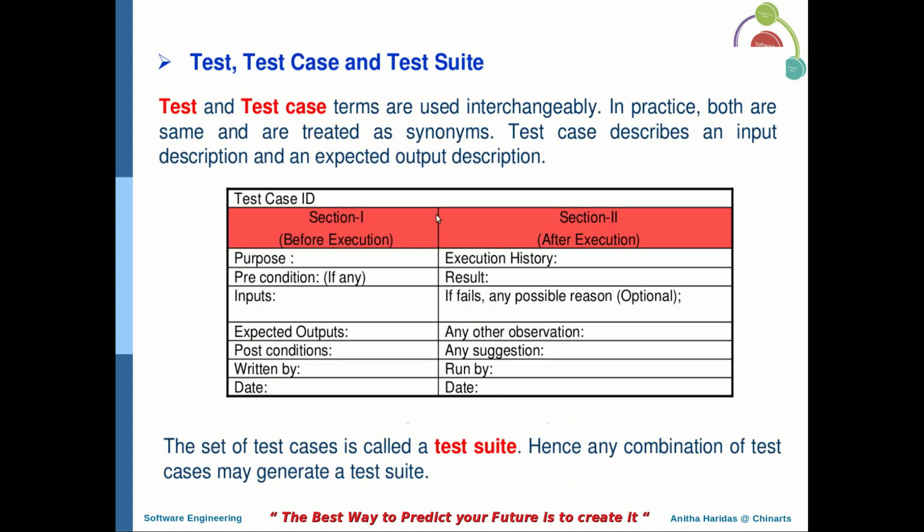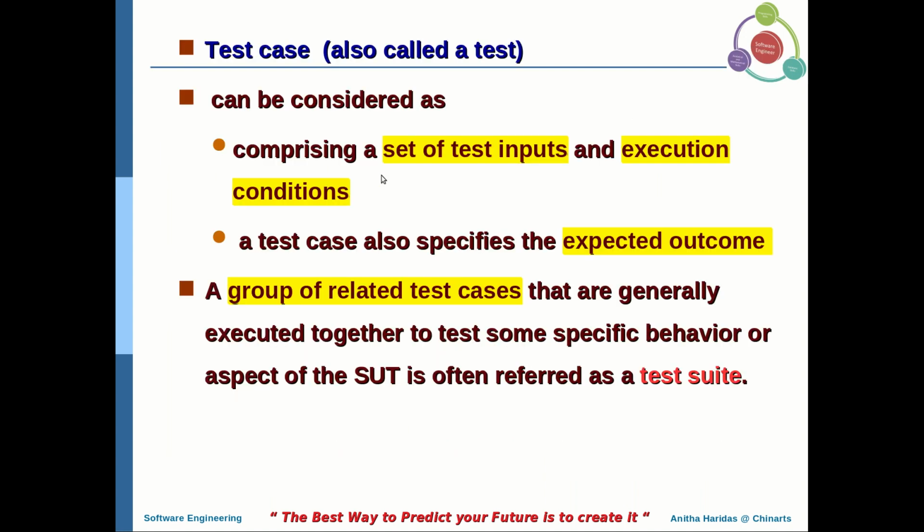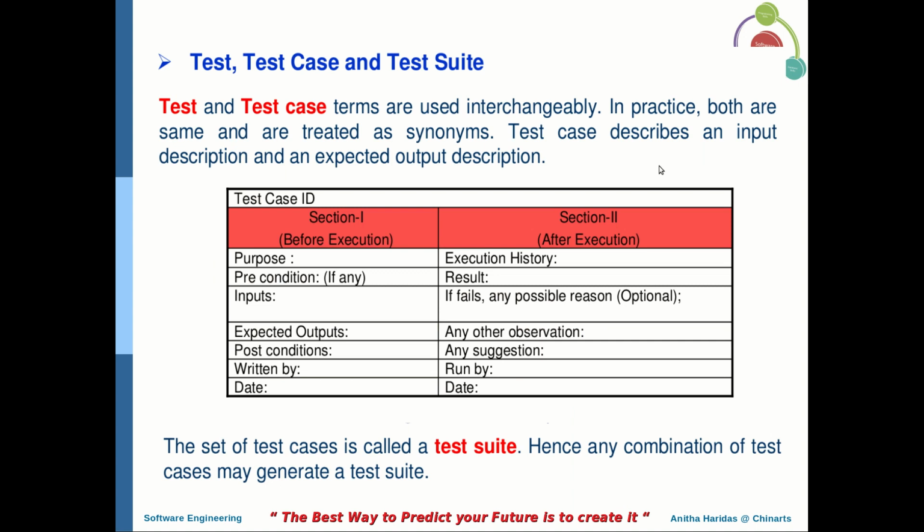Okay. Now this is an example of a test case. So this is what is mentioned in Agarwal's textbook. Test and test cases are the terms that are used interchangeably, and in practice both are the same and are treated as synonyms. Test case describes an input description and an expected output description. So that is what we mentioned here in the previous line. Your test case will have inputs and outputs. Along with that you will have the conditions also.